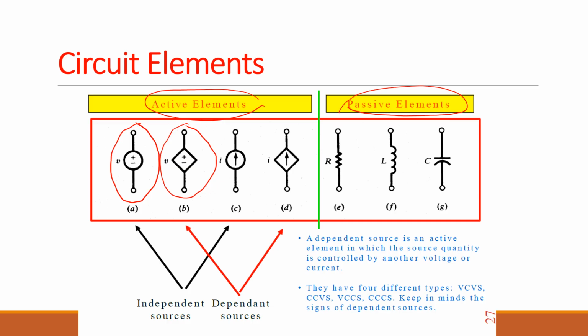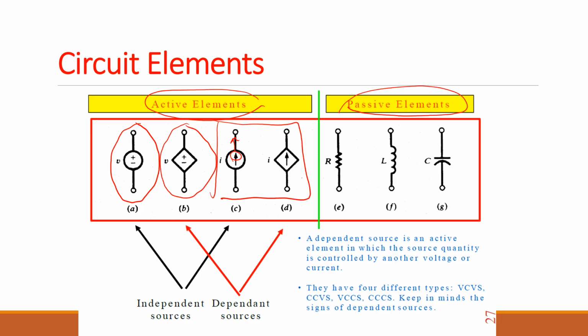Similarly, for the current source, we have these two symbols, and you can see an arrow. The current is going out towards that arrow side. And again, here we have an independent current source and also a dependent current source. When we do questions, you will understand the difference between independent and dependent, and depending on what sources we have, the way that we do the calculations will be different.